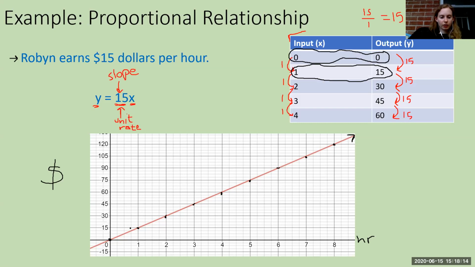Okay, so let's say we were looking at this graph. First of all, how would we know it's a proportional relationship? Well, we know it's a proportional relationship because it's a straight line that goes through the origin. And now how would we identify the slope of this proportional relationship? How would we identify the unit rate, the constant of proportionality? Well, we could do it by observing the change in y compared to the change in x between any 2 points on the line.